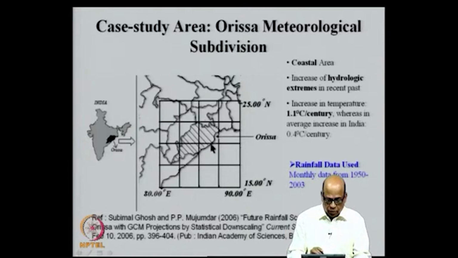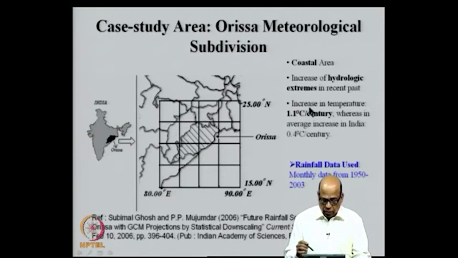This region that is shown is the Orissa meteorological subdivision as provided by IMD. So, we have a rainfall series available for it. This hatched area shows the Orissa meteorological subdivision and the location is here. Now, this region is sensitive to climate change because, first of all, it is a coastal area. Then there is an increase in hydrologic extremes evidenced in the past. It has been subjected to both floods as well as droughts frequently.